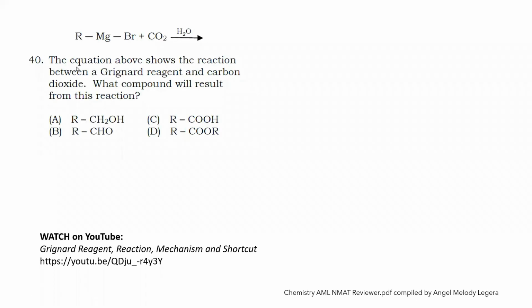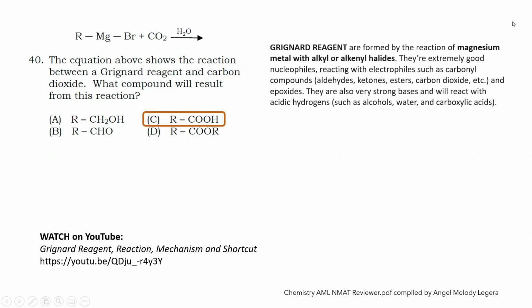Number 40, the equation above shows the reaction between a Grignard reagent and carbon dioxide. What compound will result from this reaction? So the correct answer here is letter C, R, and then COOH. So, ano ba yung Grignard reagent? So, if you want more detailed explanation and then yung kung ano yung mechanism niya, kung paano siya nagwo-work, you can watch this YouTube video. Lilink ko na lang sa description.